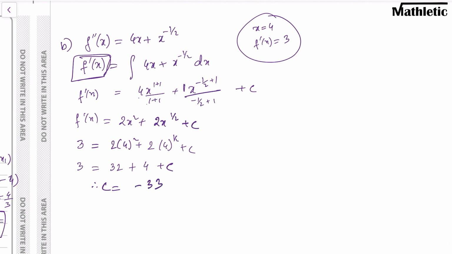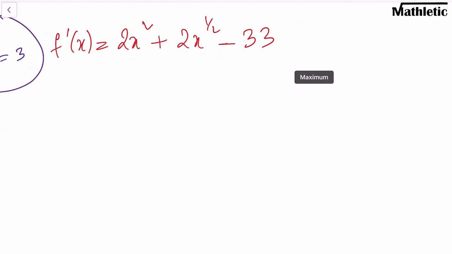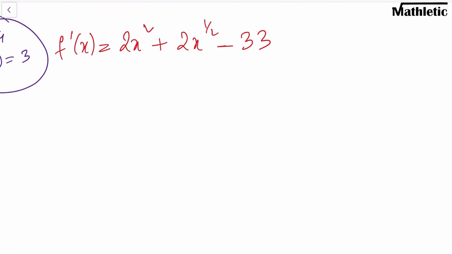Okay, so if I use this equation, I will substitute c here. So f prime x now is actually 2x square plus 2x to the power half plus c, but I will use the value of c, which is minus 33. So we have the equation for f prime x, and if we need f of x, obviously you need to integrate the right side.